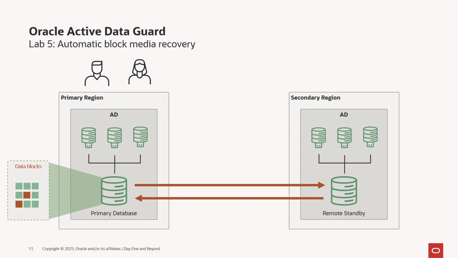The reverse is true as well. If the standby has any corrupt data blocks, then the standby will automatically initiate communication with the primary and request uncorrupted copies of these blocks. This provides automatic and user-transparent recovery of your corrupted database blocks from your standby database.